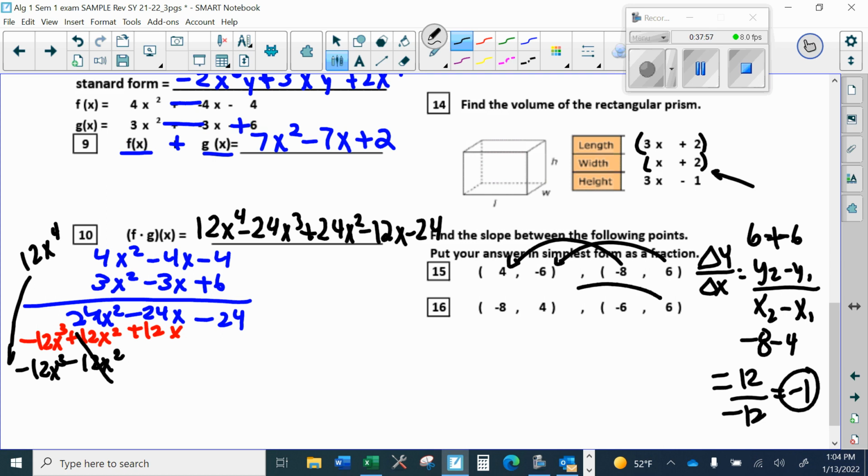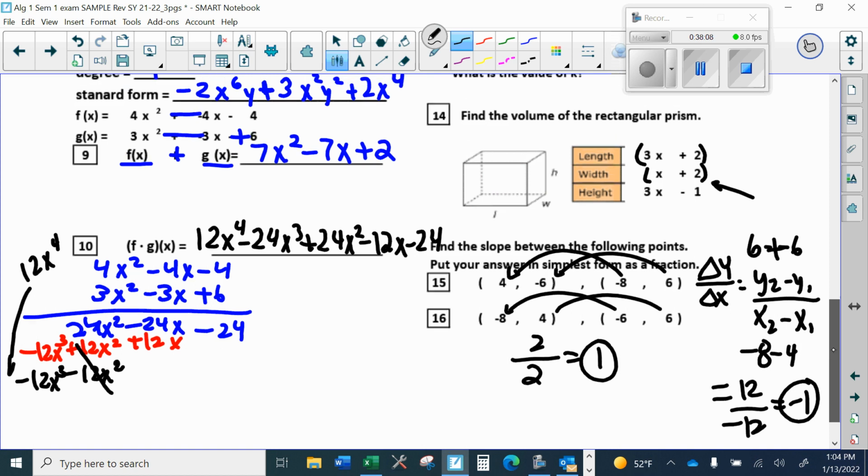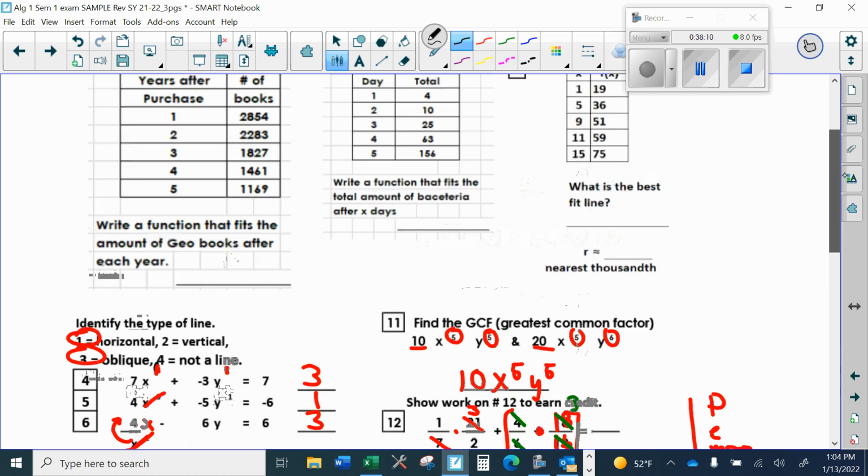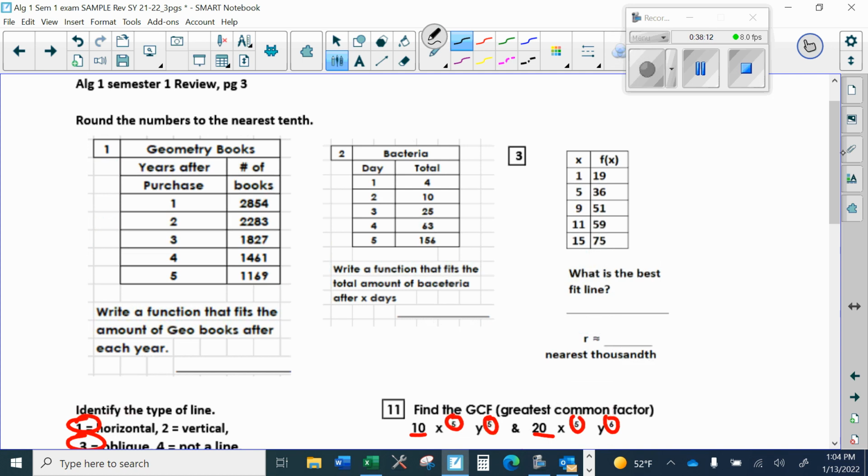I would do the same thing here. 6 minus 4 is 2, and negative 6 minus a minus 8 makes it plus 8. So negative 6 plus 8 is positive 2, and that equals positive 1. Okay? We will do this in class 1, 2, and 3 because that takes too much time to show on the video here.